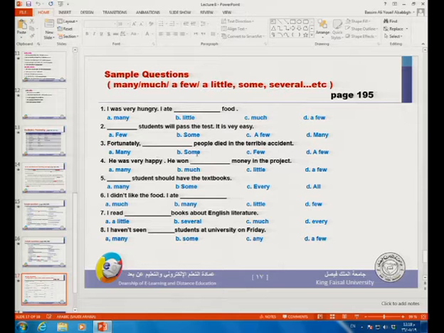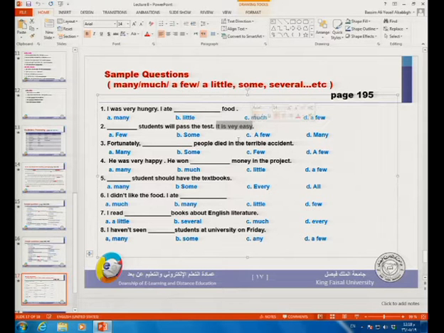Students will pass the test. It's very easy. Now it means many, few, some. First of all, students is plural, then it's a countable noun, right? Then I should use few, some. All of them can be used with countable nouns, right? Plural countable noun. But now let's see the answer. It's very easy. See here? Very easy means a few students will pass, or some students pass, or few, or many, because it's very easy.